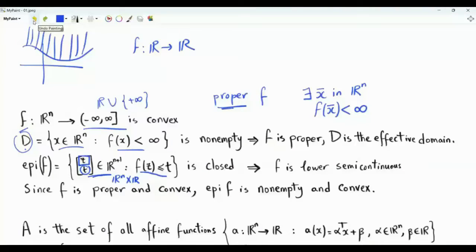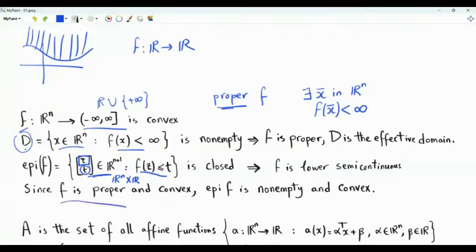Thus, our function f is an extended real valued function that can take the value plus infinity. However, the function is proper, which means that at least at one point in Rn, the function is finite. So the function is proper and its effective domain is a non-empty set. The function is lower semi-continuous, which means that the epigraph of the function is a closed set.